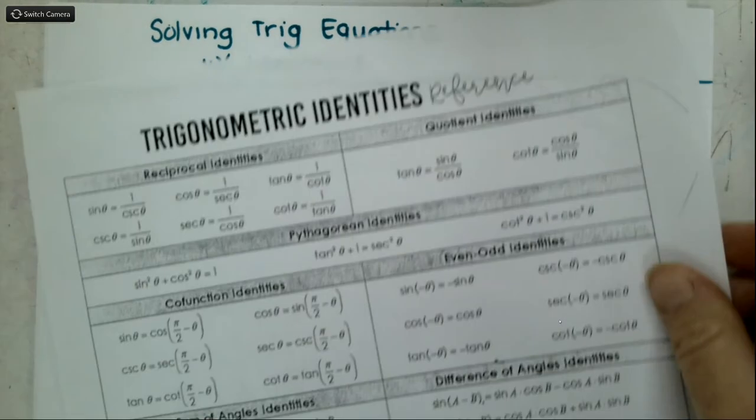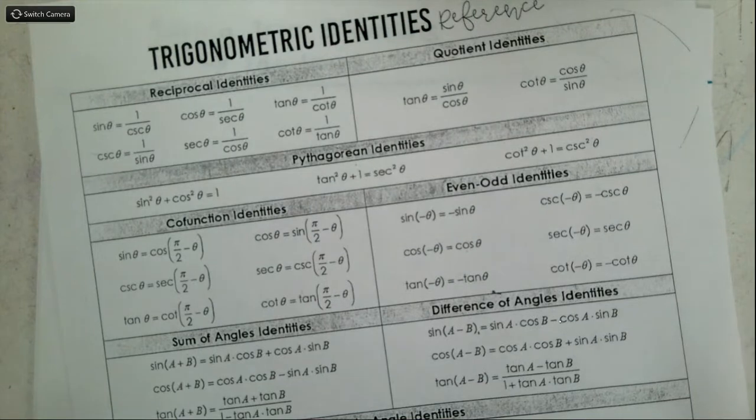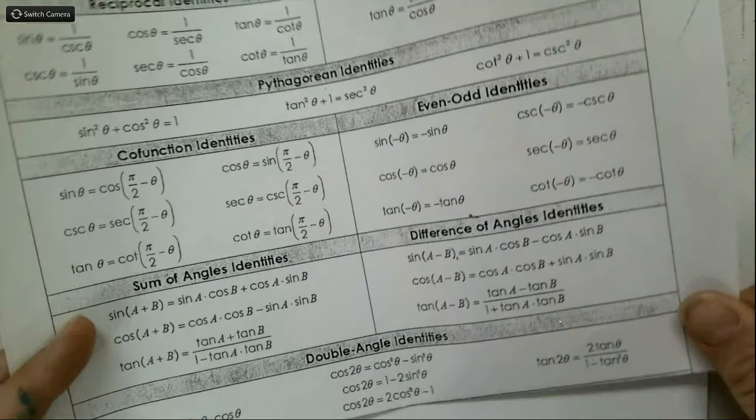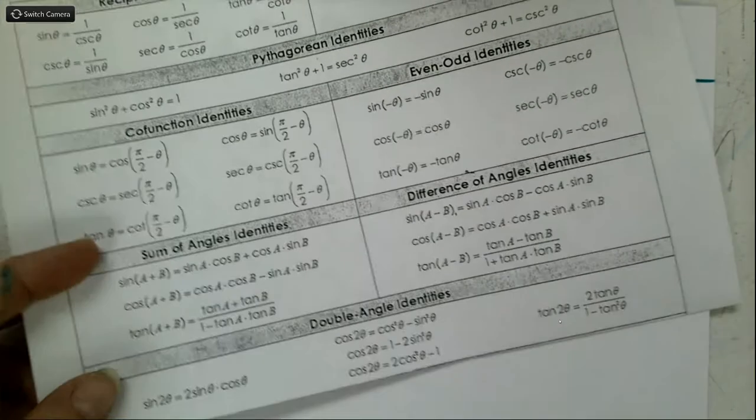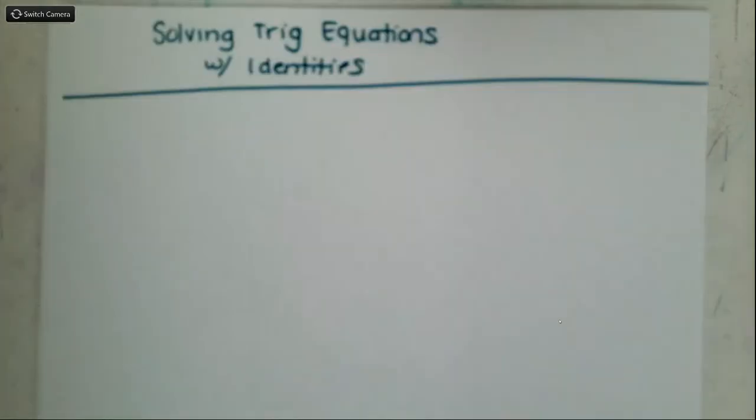So you have your identity reference sheet. Hopefully you have it somewhere nearby. I don't expect you to have these memorized, but I do expect you to be able to look at them. So let's look at an example of how this might work.